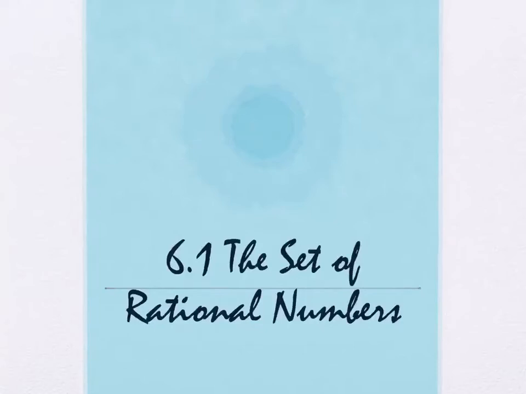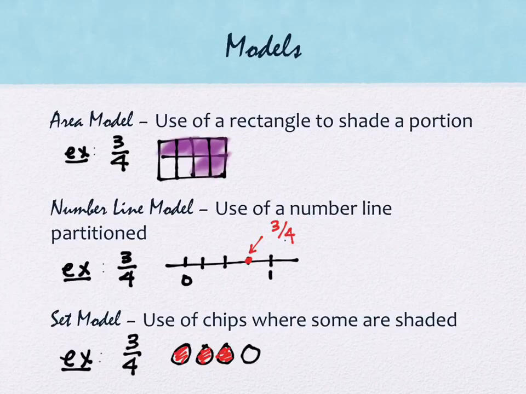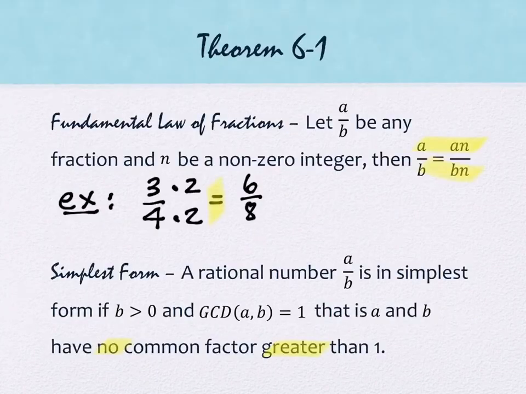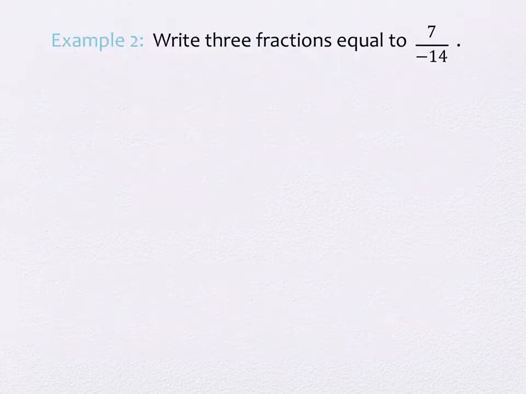All right, we're going to pick up where we left off last time in section 6.1, the set of rational numbers. And we had just talked about the fundamental theorem, or fundamental law of fractions and simplest form. And we are going to move on into example number 2, which is writing equivalent fractions.